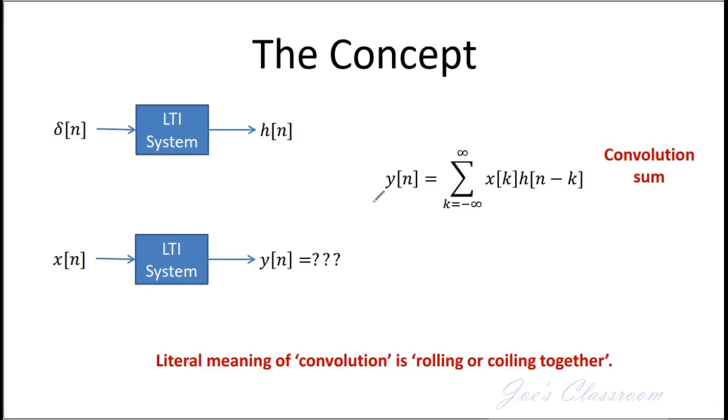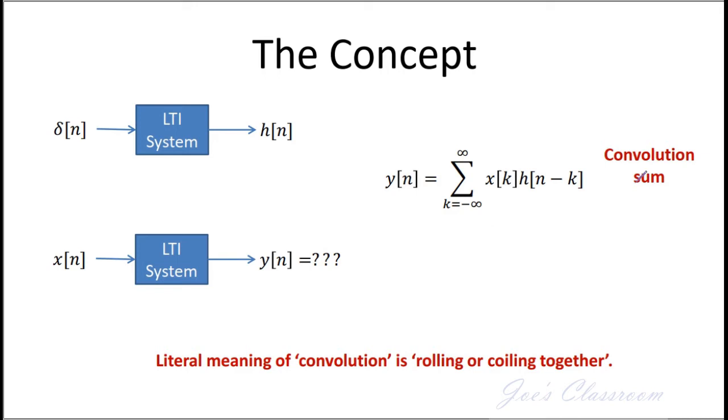And the literal meaning of convolution is rolling or coiling together. If you look at this expression, it is very clear that through this summation, or through this operation, what we do is we combine x of k and h of k, or x of n and h of n together. We roll them together to get this y of n. That is why this is called the convolution sum.